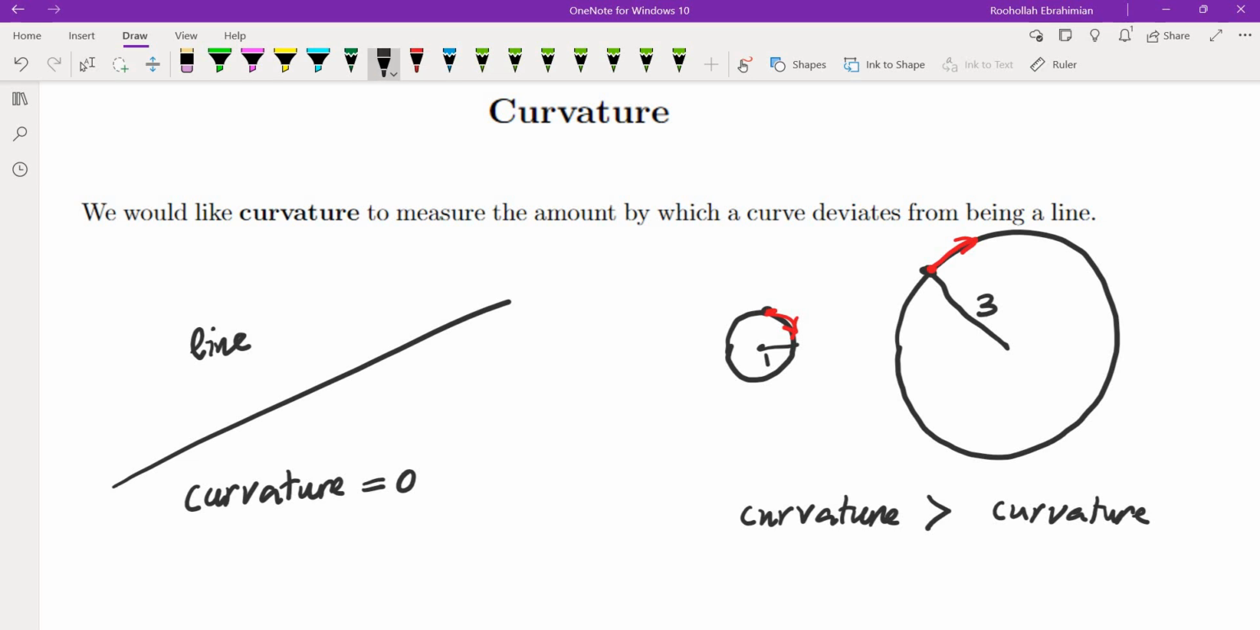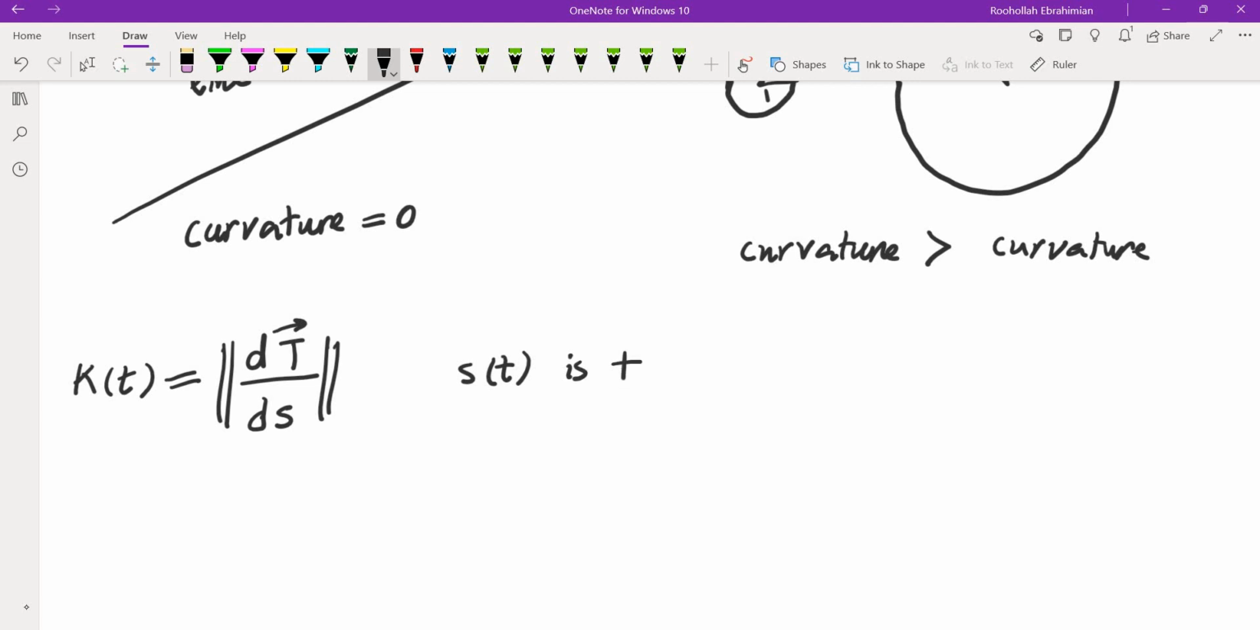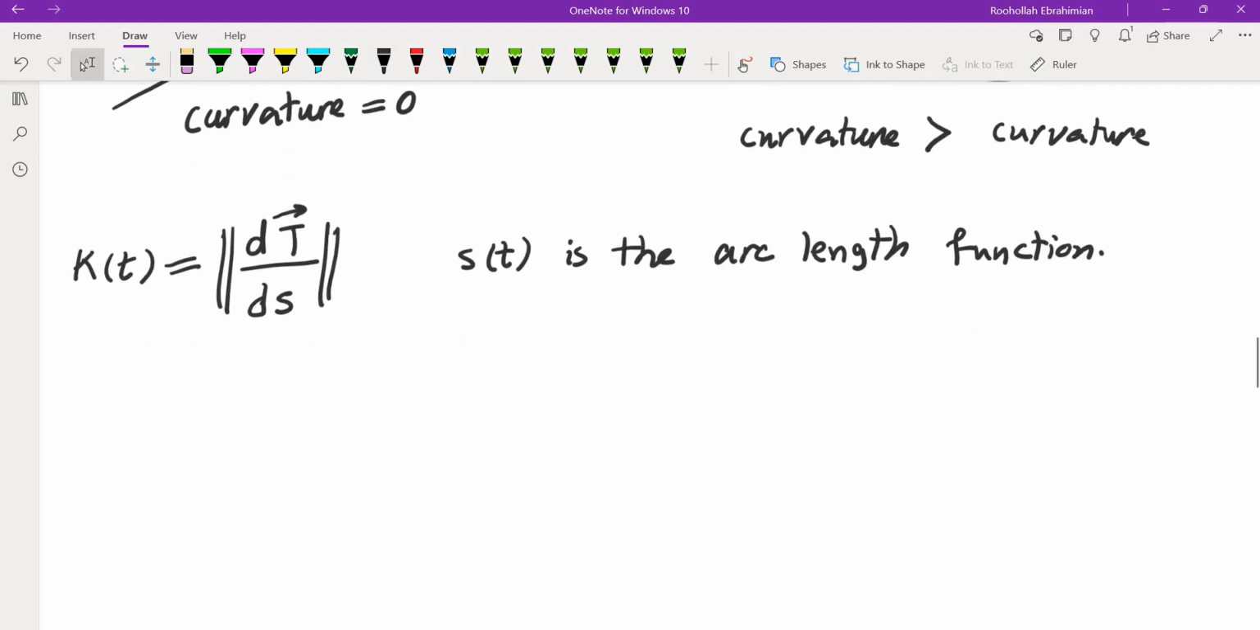So how do we define this? It looks like it should be a rate of change. What is the definition of curvature, which I usually denote by kappa? Kappa at t is the derivative of the tangent vector relative to the arc length function, where s of t is the arc length function. So we are going to take the rate of change of the tangent vector. How fast does that change? The faster it changes, the curvature would be larger, which matches our intuition.